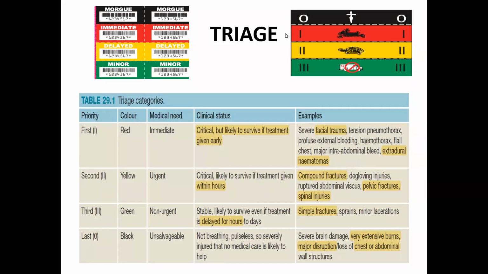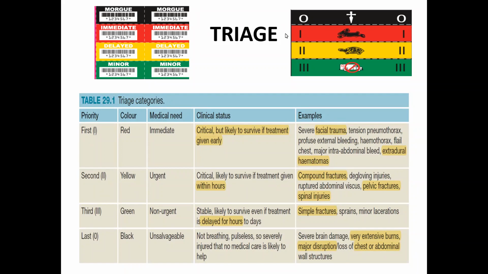What about yellow? Yellow is very important because all the pelvic fractures, spinal injuries, compound fractures, hollow viscus perforation, all these are urgent, but the patients are likely to survive if treatment is given within hours. Just within a few hours, you have to start treatment. So those examples come under the yellow category.